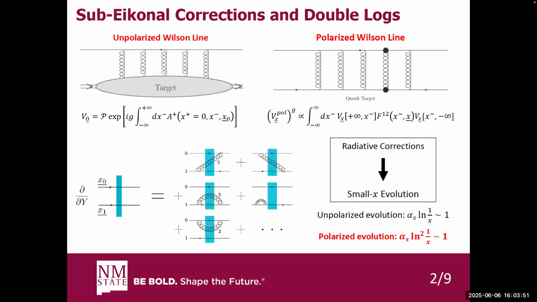And thus, when we have a dipole formalism, which is just a combination of Wilson lines, a polarized dipole is going to be a combination of an unpolarized and a polarized Wilson line.